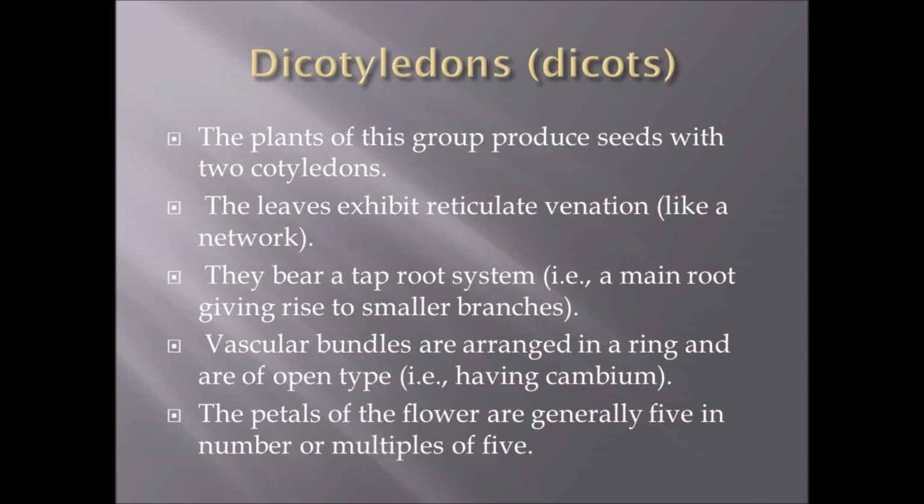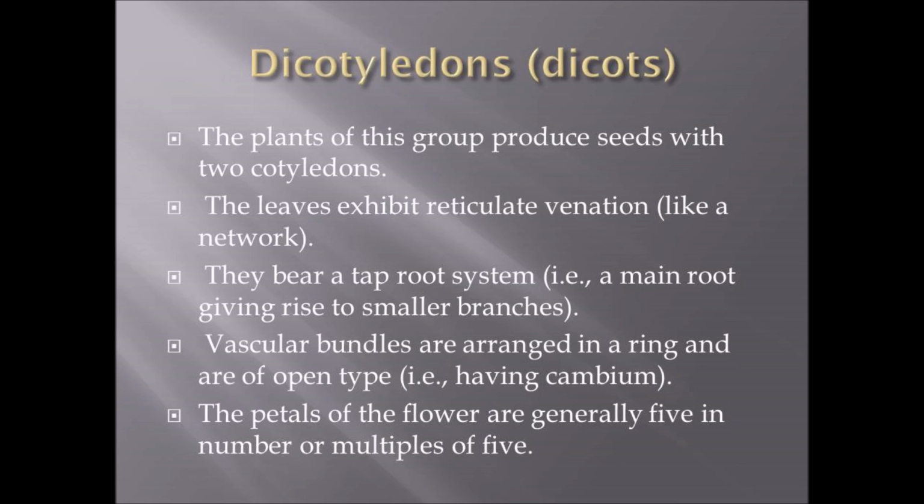Next is dicotyledons or dicots. The plants of this group produce seeds with two cotyledons, and the leaf exhibits reticulate venation, that is a net-like arrangement inside the leaf. It is like a net, just clubbed here and there. It is very clumsy. So such type of venation is called reticulate venation, and they have a tap root. That is, they have the main root, and from that small branches are arising.